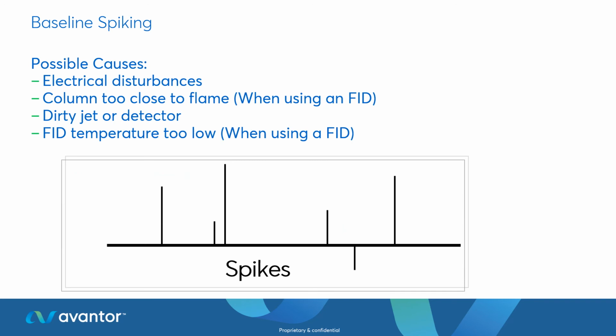Spiking, typically this is caused through electrical disturbances, and this is often associated with an FID, and it's often associated with a wrong column installation on the FID. That or the FID is running at too low a temperature, or that the jet going into where the flame is produced is slightly dirty.